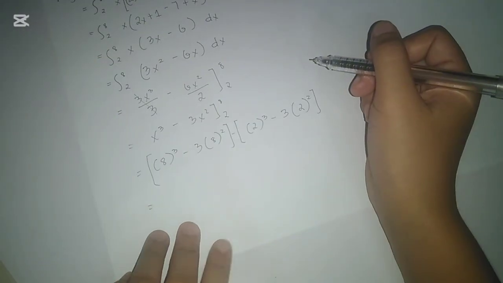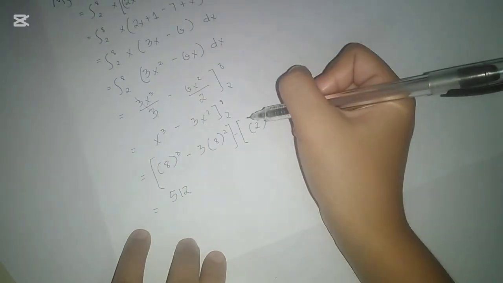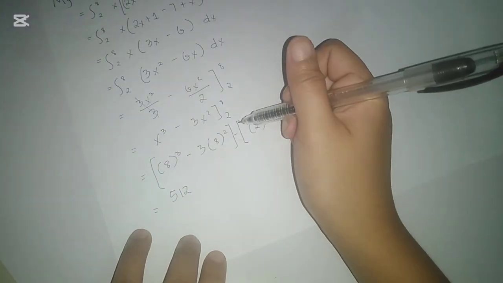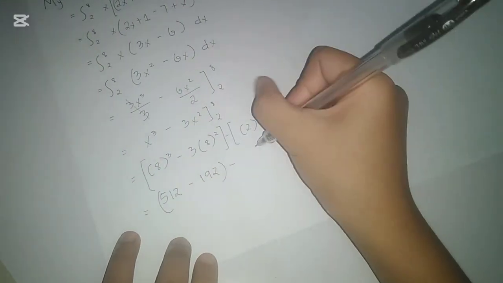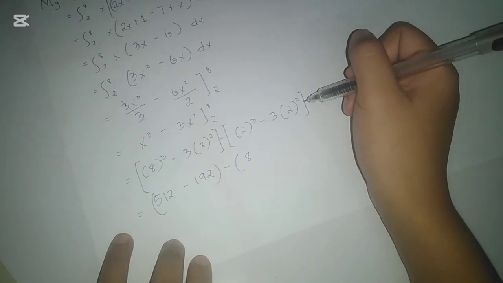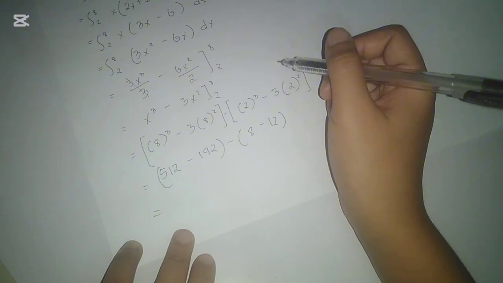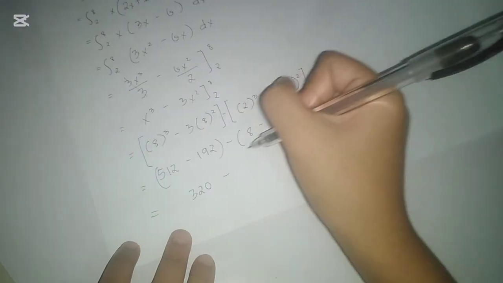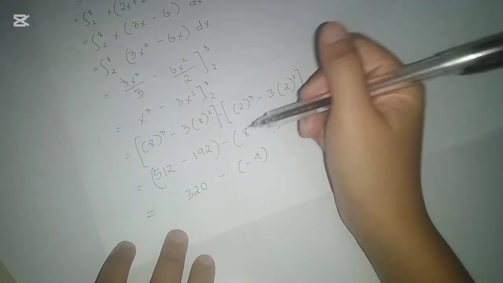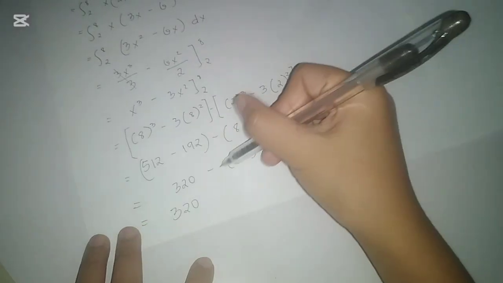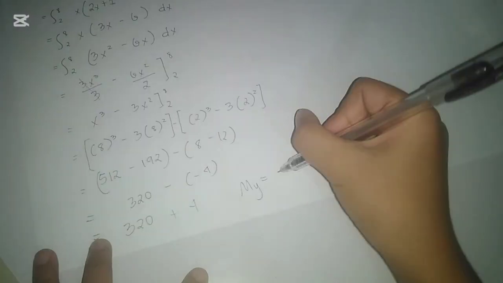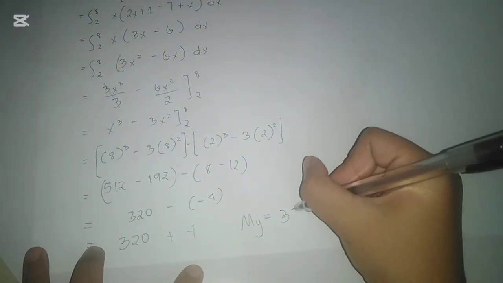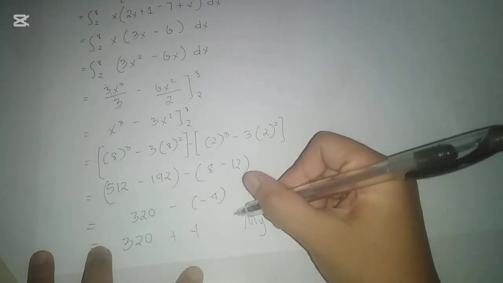Now 8 cubed is equal to 512. 8 squared times 3 is 192. 2 cubed is 8, and 2 squared multiplied by 3 is 12. 512 minus 192 is 320, minus 8 minus 12 is negative 4. Negative times negative is positive. So 320 plus 4, we have our m sub y, 324. This is our m sub y.